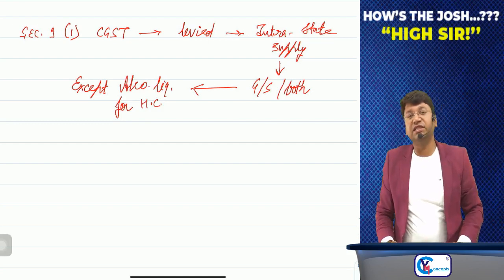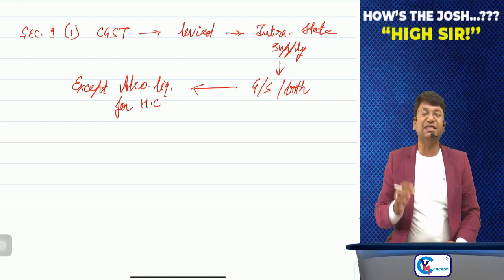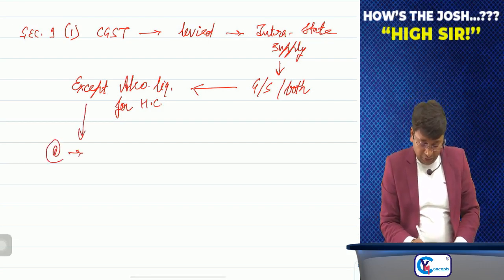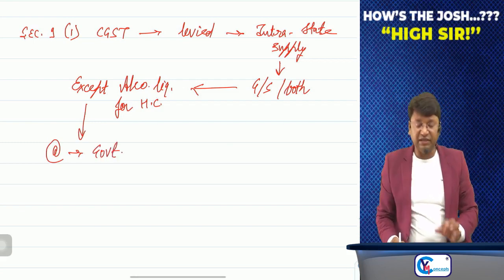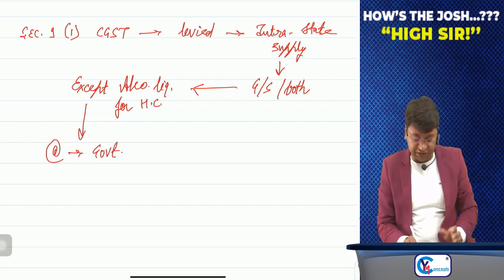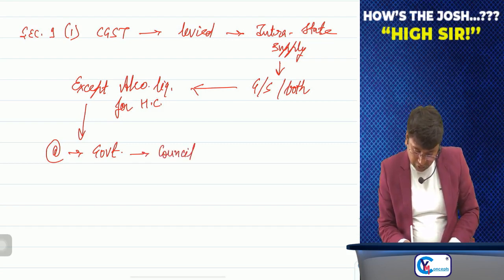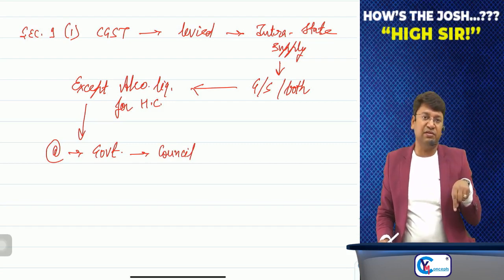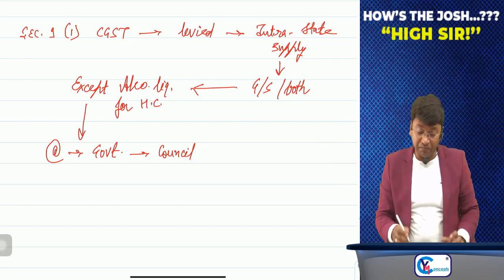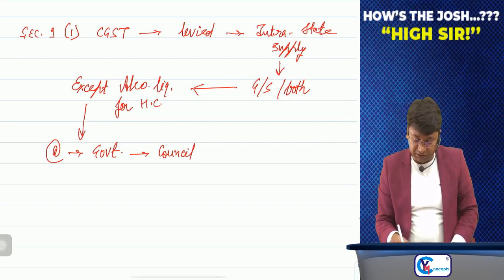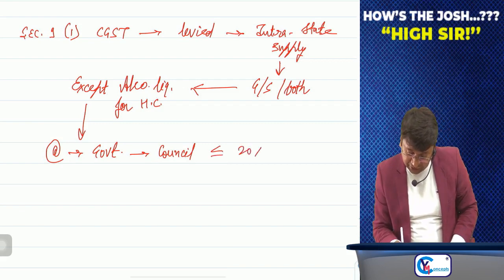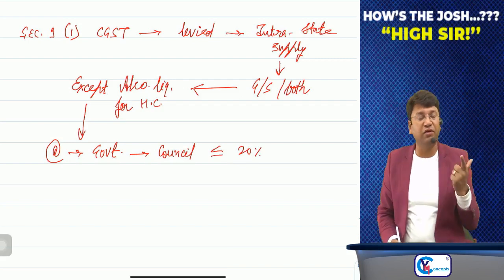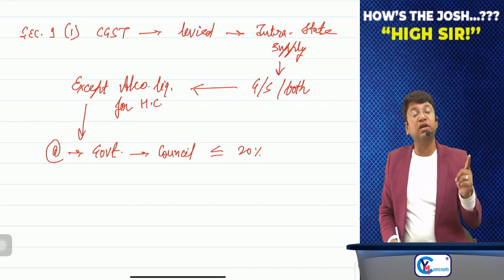So GST will be levied on intrastate supply of goods or services or both, except alcohol, liquor for human consumption, at the rate which will be notified by the government on the recommendation of the GST Council. Whatever rate the GST Council recommends will be applicable, notified by the central government, and the same rate will be notified by the state government also. But the maximum rate of CGST can be 20%. An equal rate can be applied for SGST also. So the maximum rate of GST can be 40%.